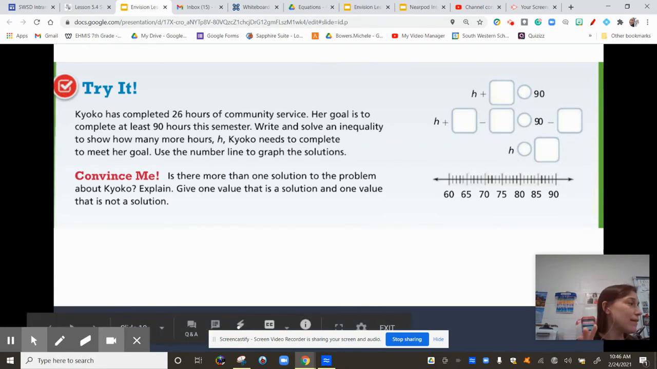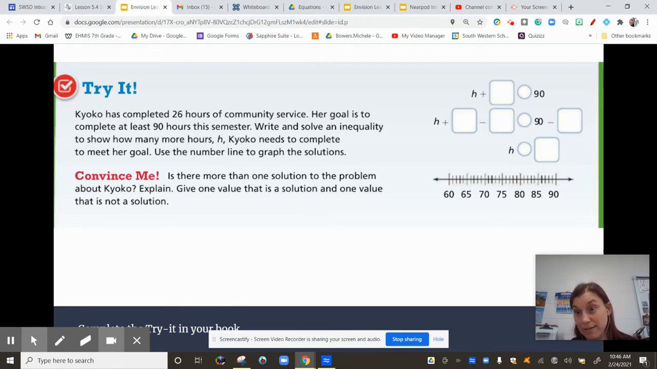All right, so we're going to look back then on page 274, and we're going to do the try it. What I would like you to do is, after I read over the example, you can pause and try it, and then come back and see what the answer is and see how you did. So Kyoko has completed 26 hours of community service. Her goal is to complete at least 90 hours this semester. Write and solve an inequality to show how many more hours, H, there's that letter, Kyoko needs to complete to meet her goal. Use the number line to graph the solutions.